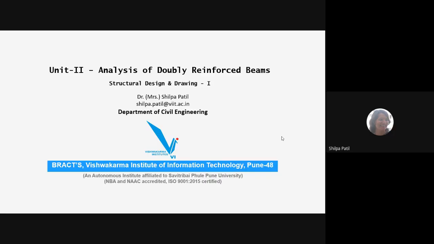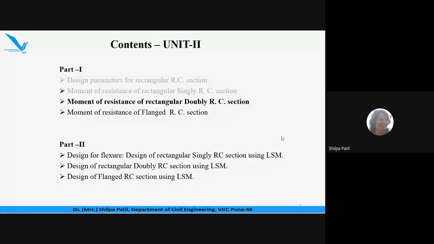Let us start today with the next point, that is analysis of doubly reinforced beams. In the previous lecture, we learned how to calculate the moment of resistance of a rectangular singly reinforced section. We saw the derivation for the XU expression, the depth of neutral axis, then how to calculate moment of resistance, and we solved numerical examples in which you first identified the type of the given section, whether under reinforced or over reinforced, and accordingly calculated the moment of resistance of the section.